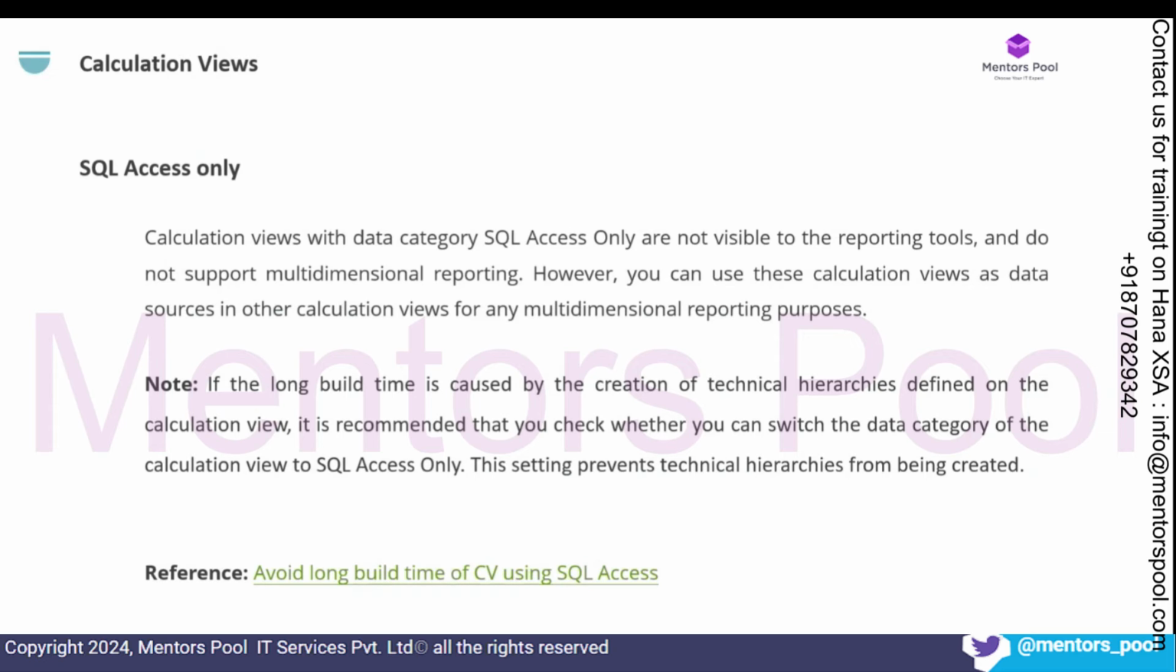I've also included the reference for this, how to avoid the long build time of CVs. It's a completely side topic, right? But this reference link has the entire operation of starting with how you will first make sure that the view is taking a long time to build just because of the technical hierarchies. So it has a series of steps like enabling some logs and looking at your trace files to make sure how much time is taken in the technical hierarchies build. And finally, if you confirmed that it is because of technical hierarchy, then you can use a CV of type SQL access only to avoid that long build time by removing the hierarchies.